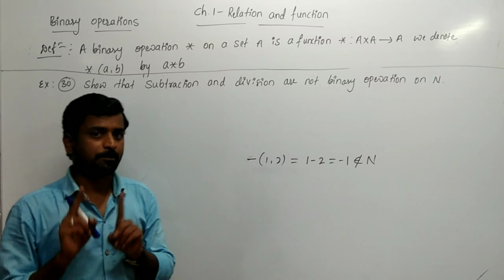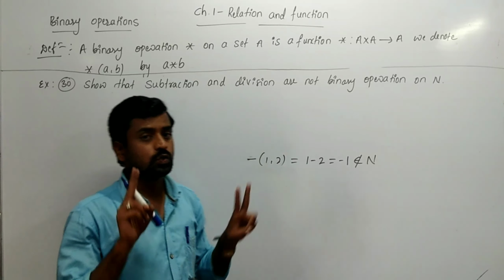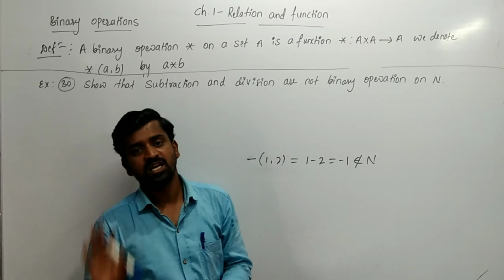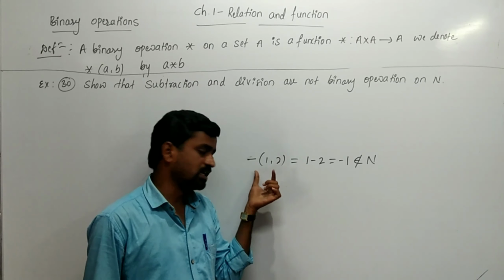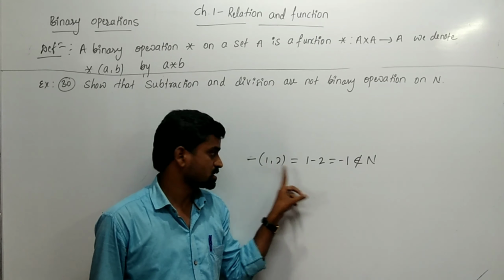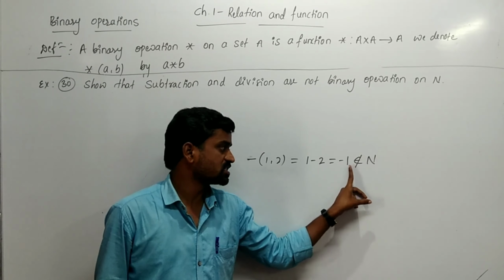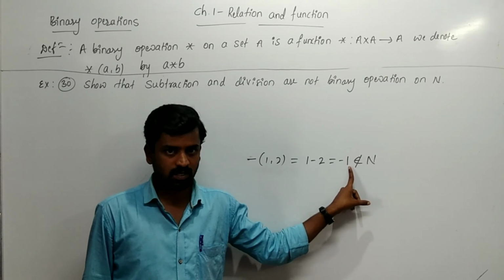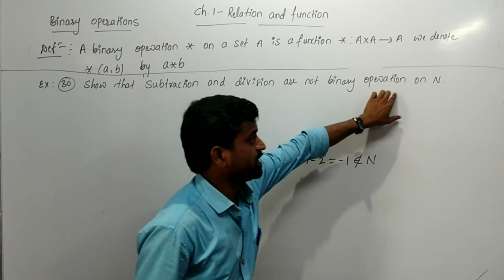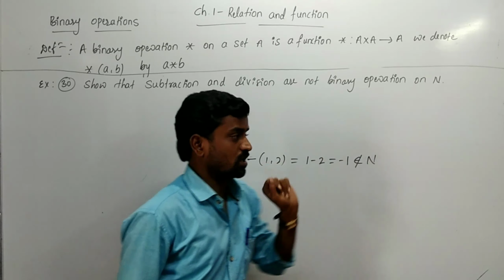When you subtract two numbers, the resultant answer must be a natural number. But here, when you subtract these two numbers, 1 minus 2, the answer is not a natural number. Therefore, subtraction is not a binary operation on natural numbers.